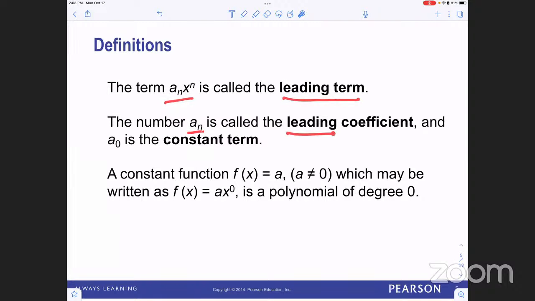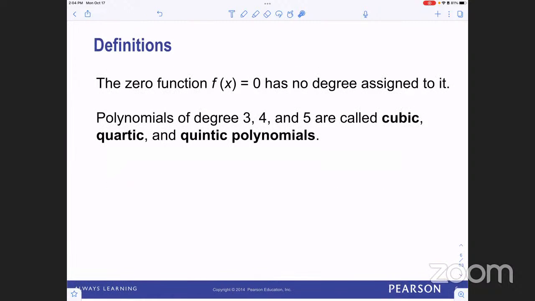The number a_n is called the leading coefficient, and a naught is our constant term. A constant function f of x equal to a, where a is not 0, which may be written as f of x equals a times x to the power 0, is a polynomial of degree 0. So the degree of a polynomial is the highest power on any variable. When you have a constant polynomial, in other words, a function equal to just a real number not equal to 0, then that's called a polynomial of degree 0, okay? But the 0 function, f of x equal to 0, has no degree, right? Because you can write it an infinite number of ways.